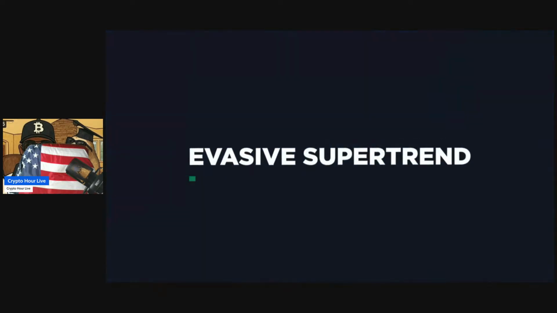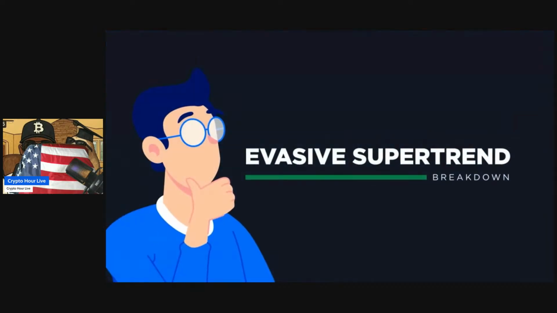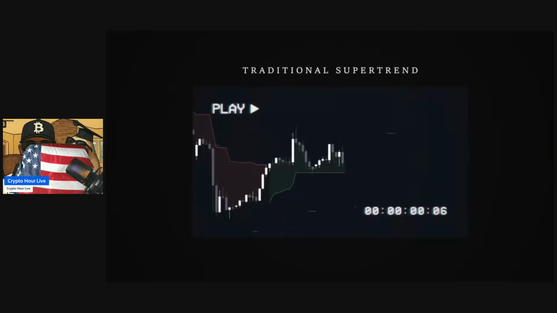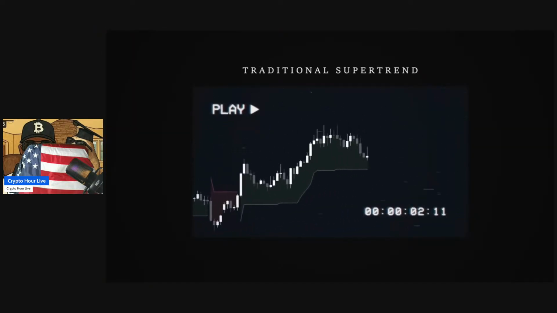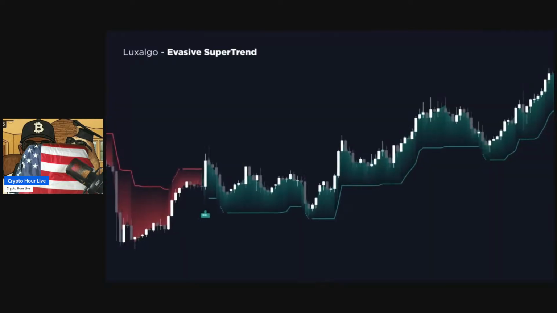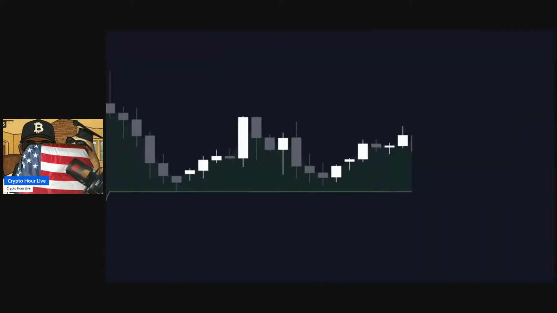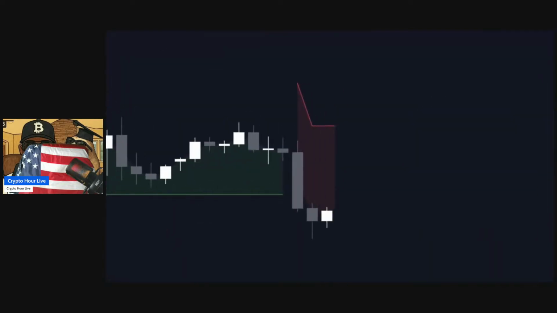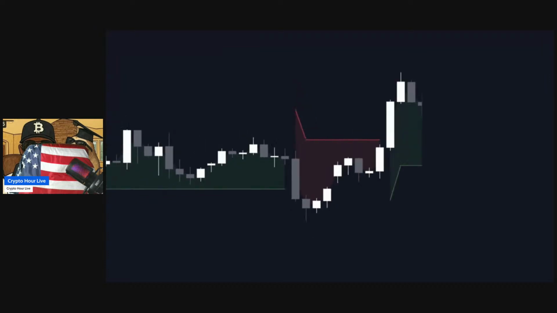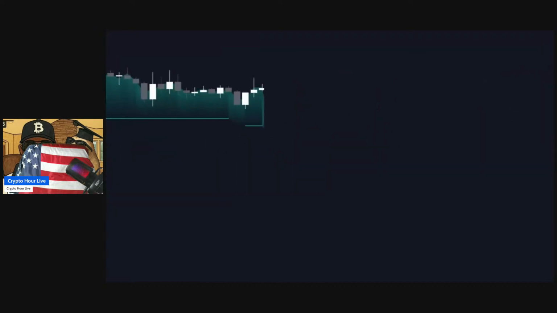But first, let's break down this incredible indicator. So, what makes the evasive super trend so revolutionary? Unlike a traditional super trend, which can only move closer to the price or stay flat, this indicator has a unique evasive logic. Imagine a regular super trend as a rigid boundary. When price gets too close, it flips, often prematurely during choppy markets. The evasive super trend is smarter.